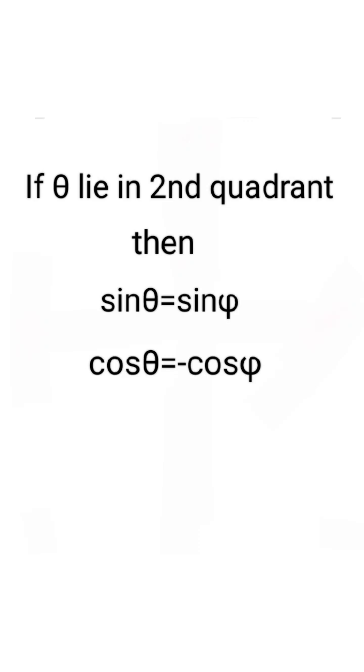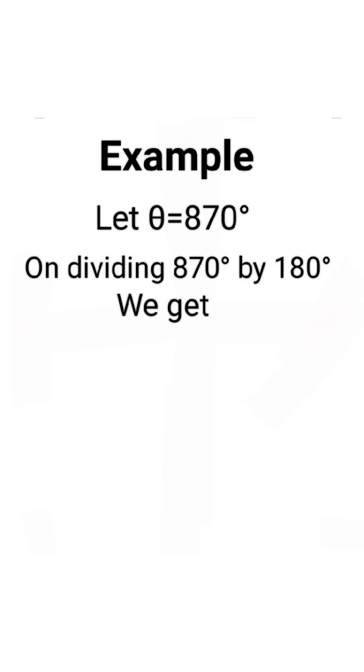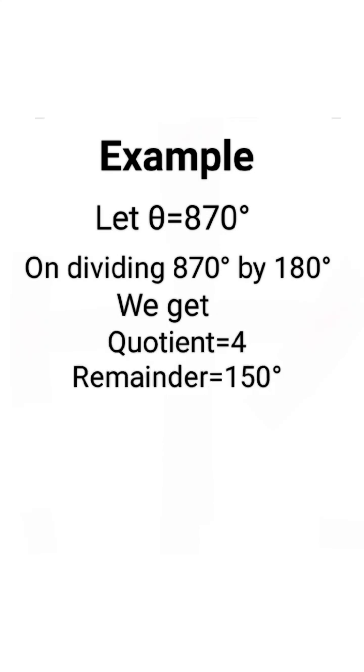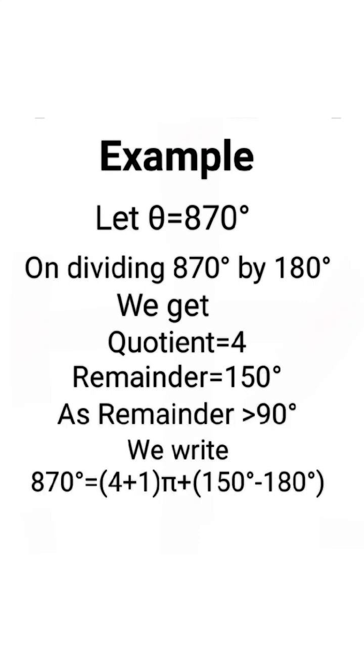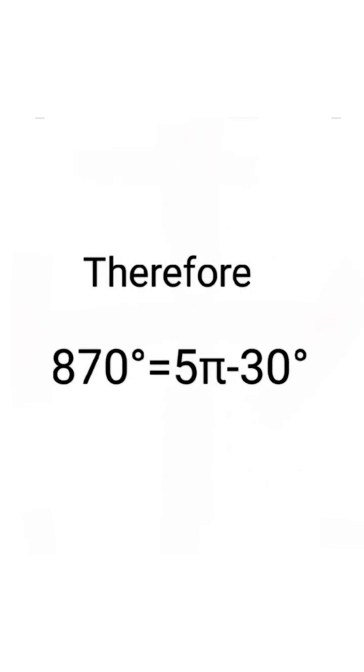If theta lies in the second quadrant, then sin theta equals sin phi, cos theta equals minus cos phi and tan theta equals minus tan phi. For an example, let theta equal 870 degree. On dividing 870 degree by 180 degree, we get quotient equals 4 and remainder equals 150 degree. Now as remainder is greater than 90 degree, we write 870 degree equals 4 plus 1 pi plus 150 degree minus 180 degree. Therefore, 870 degree equals 5 pi minus 30 degree.